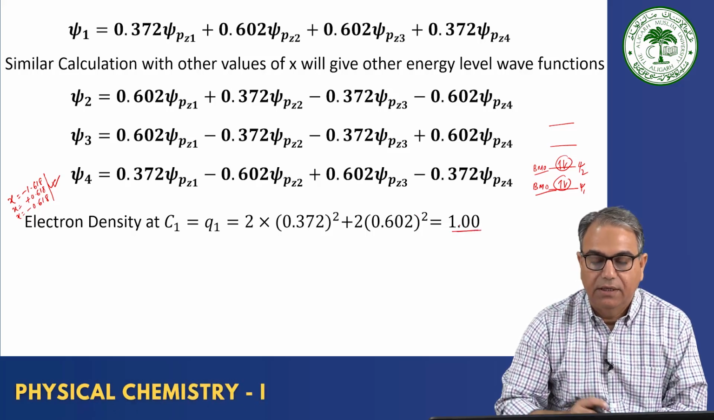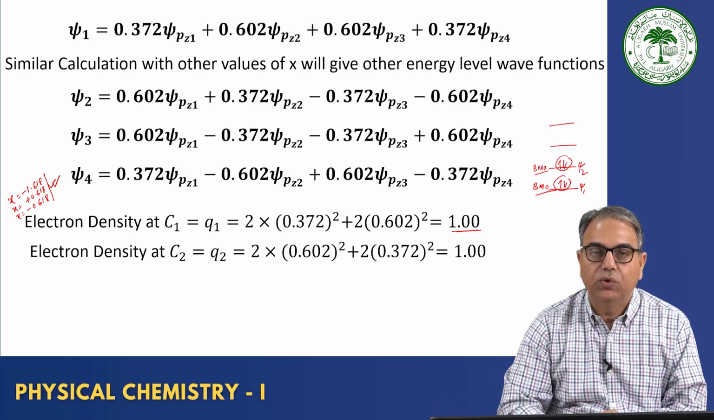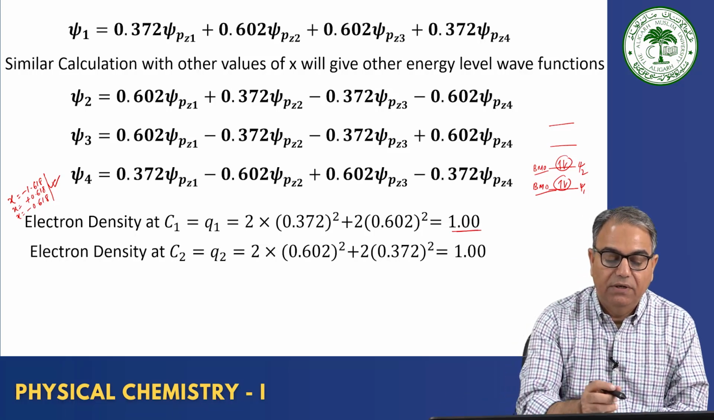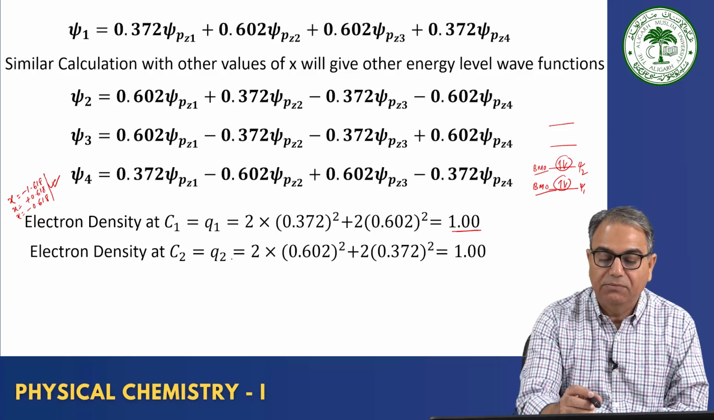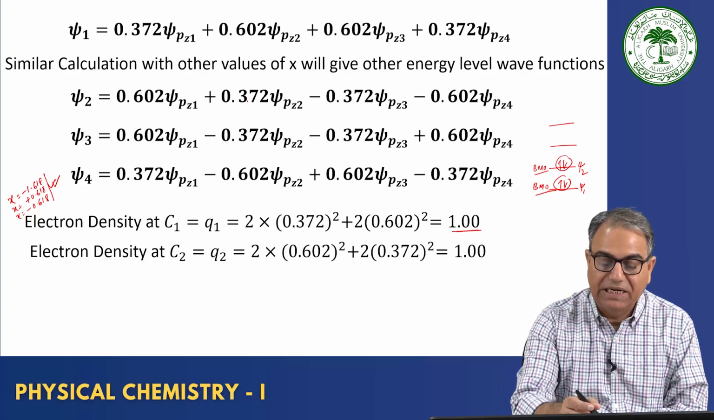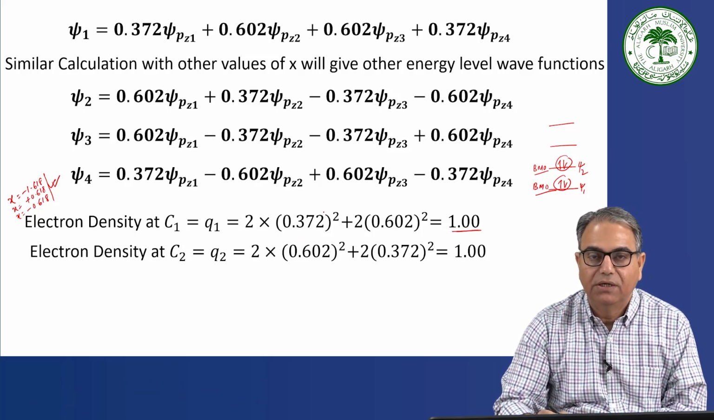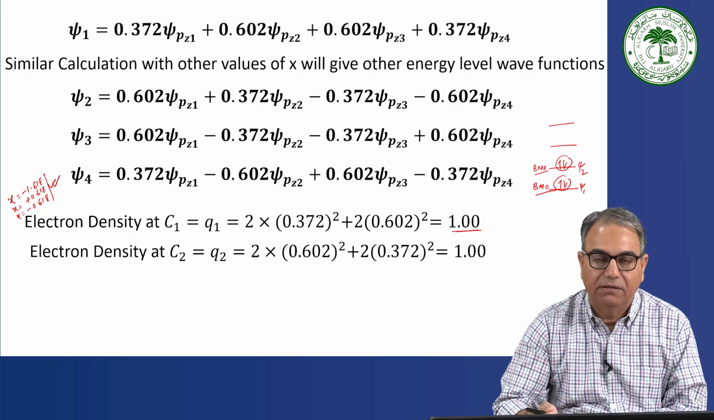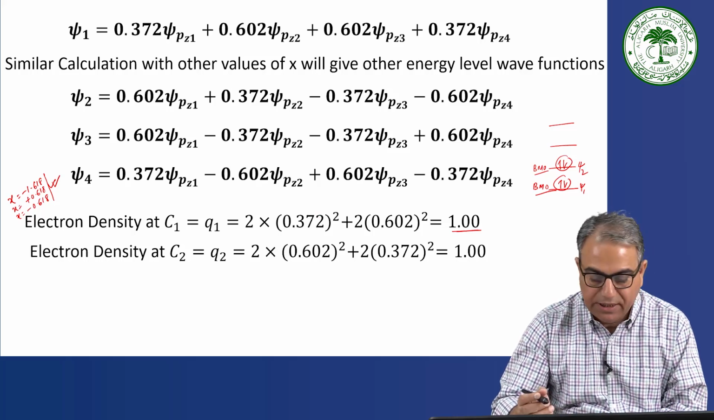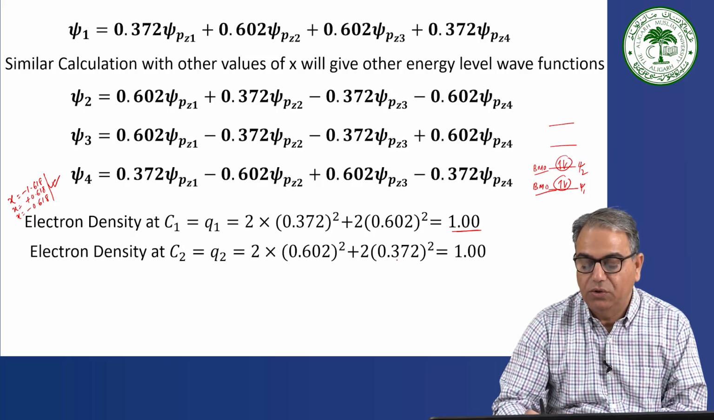Okay. If you do the calculation for C2, then again on the second carbon atom the coefficient in psi1 is 0.602, and in psi2 the coefficient is 0.372. And see, what we are doing is taking the square of the coefficients, so the negative sign will not matter. Negative and negative will become positive. So what you will get here is 2 into 0.602 square and 2 into 0.372 square, and so the total will be again 1.